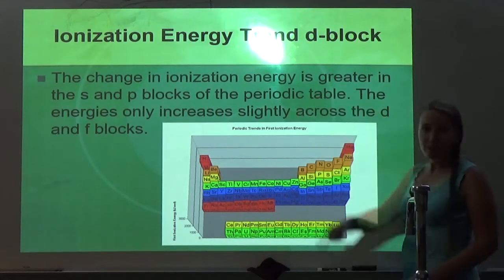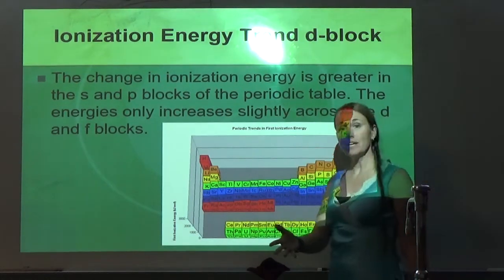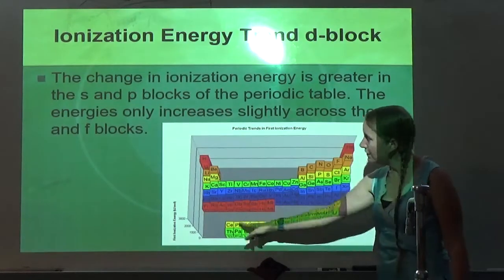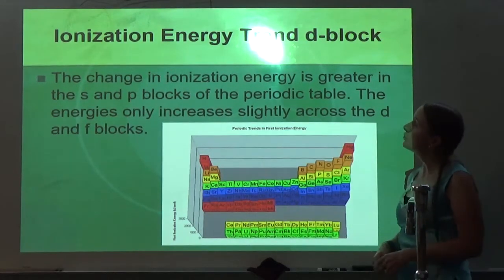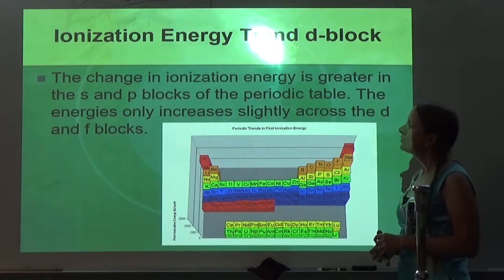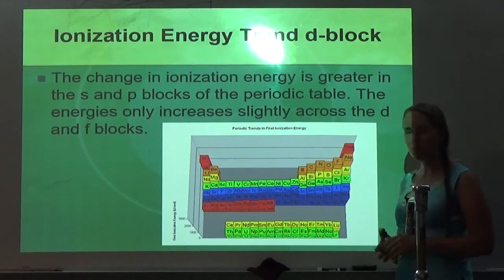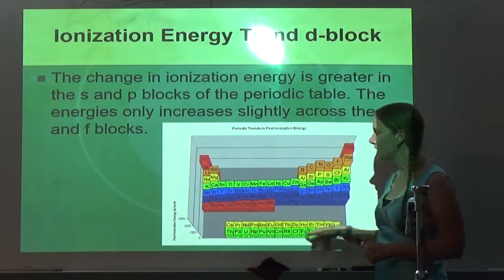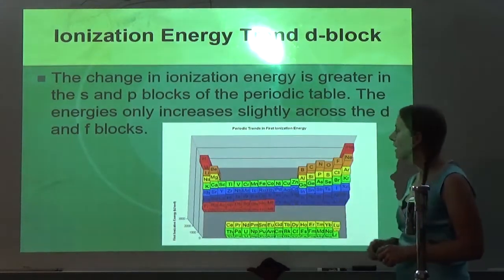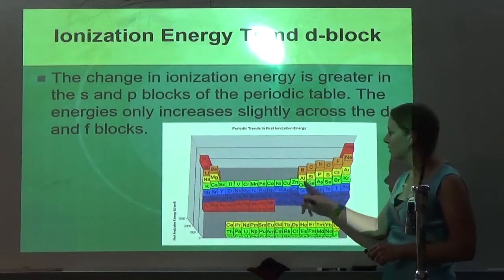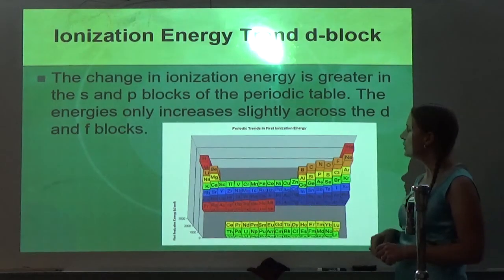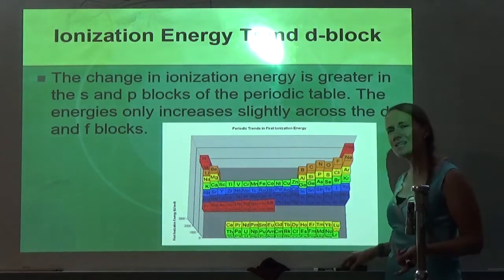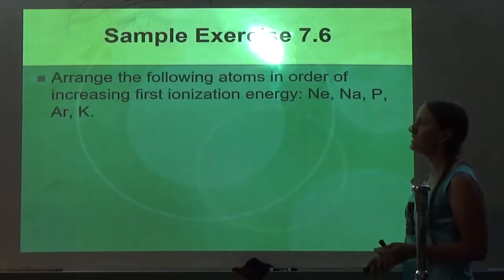So what's going on in the D block? So first of all, what is the D block? Well, if you remember from electron configuration, here's S, P is over here, here's D, and F is down here. So the change in ionization energy is greater in the S and P blocks of the periodic table. The energies only increase slightly across the D and F blocks. So y'all, that's a common thing on the trends, there is less change across a D and F sublevel than there is across S and P. I know this is probably hard to see in the video, but this is just showing the height of each element, and as you're looking across D and F, you just don't see much difference in them. Like I said, that's a common factor in the trends across the D and F.